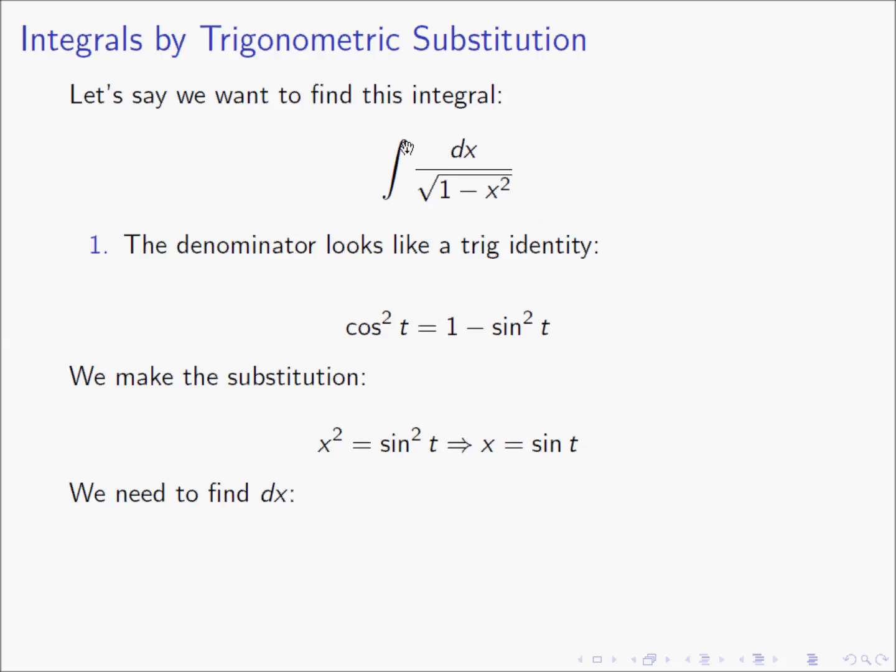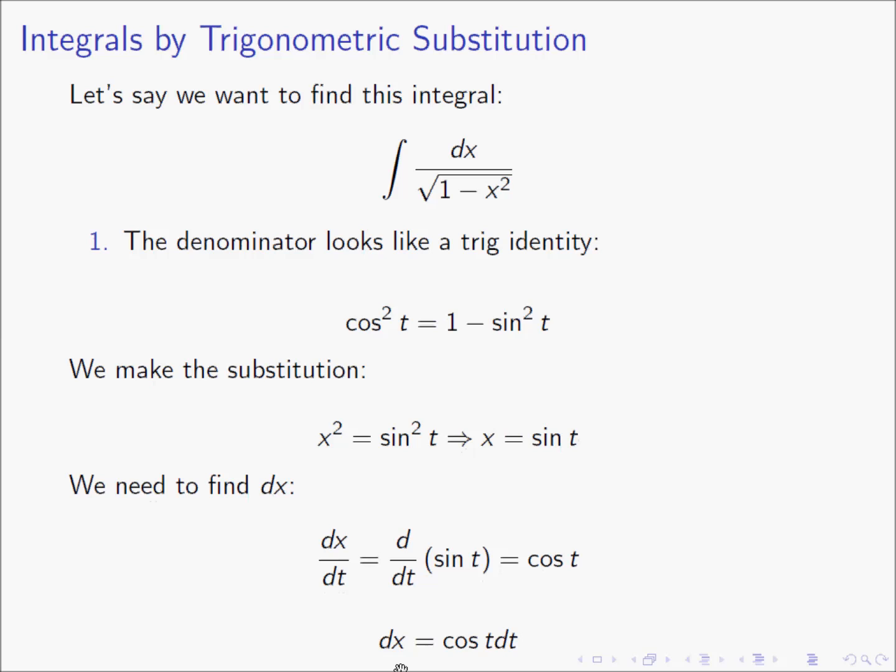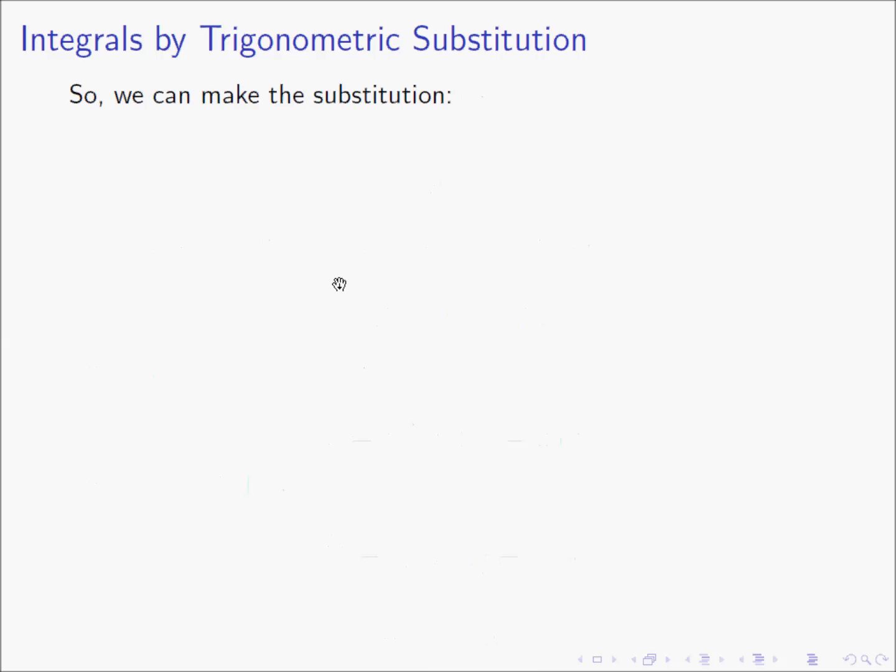And to make the substitution in the integral, we need to find dx also. To do that, we find the derivative of x with respect to t, that's dx dt, and that would be the derivative of sine of t, that's cosine of t. That means that dx is cosine of t dt. Now we are ready to make the substitution. x equals sine of t, dx equals cosine of t dt.